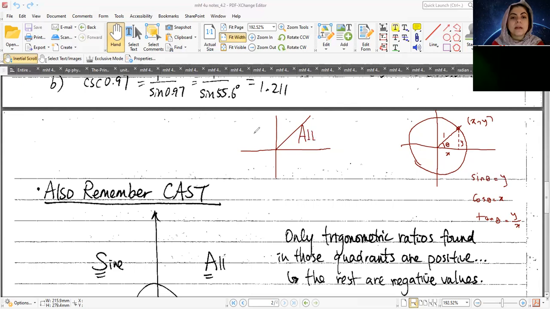In the second quadrant, your x is negative, right? Cosine has x and tan has x. So these two are negative. Just sine is positive, right?